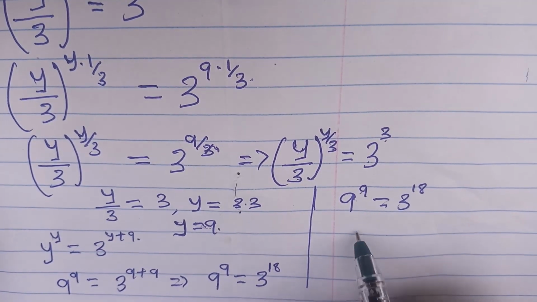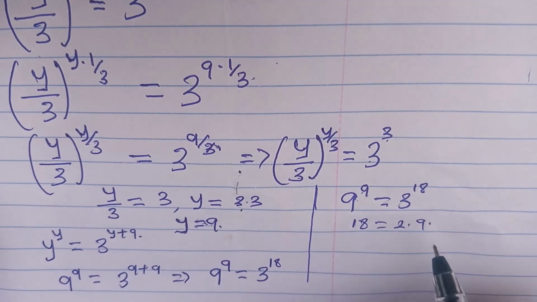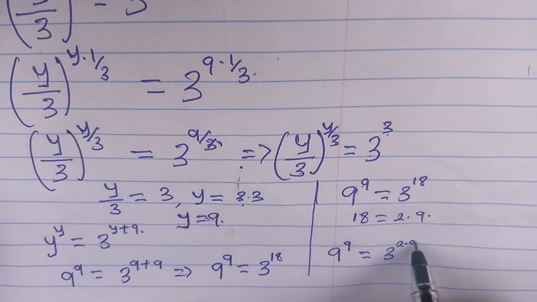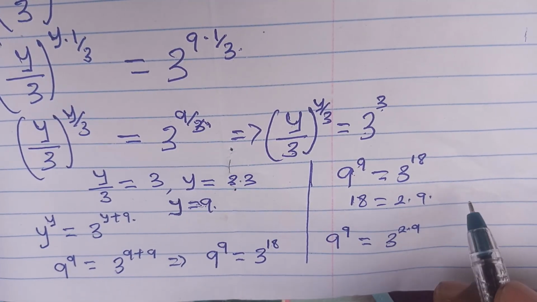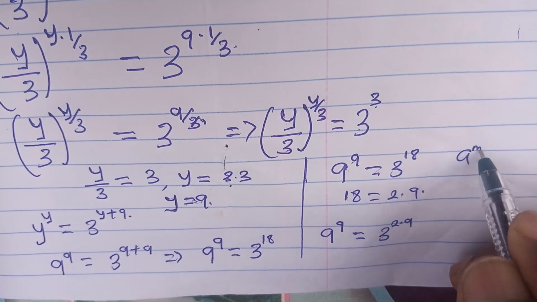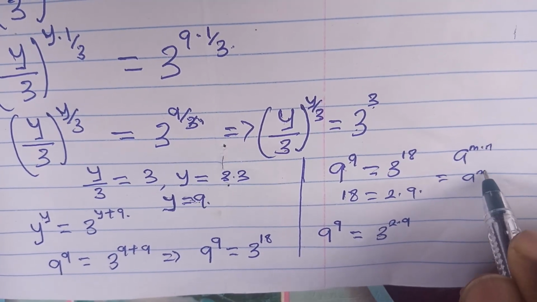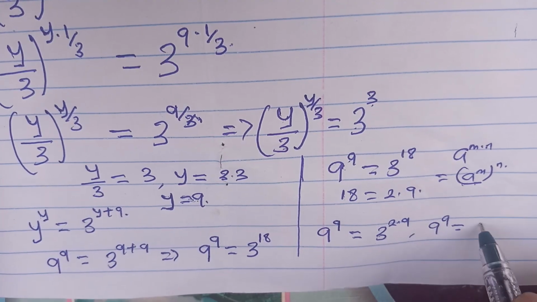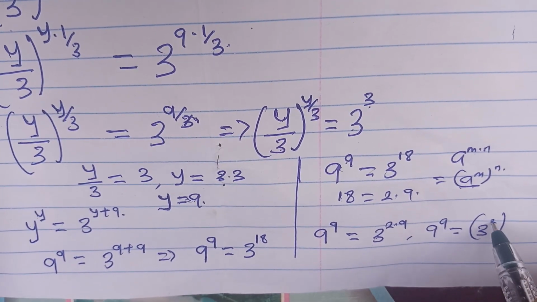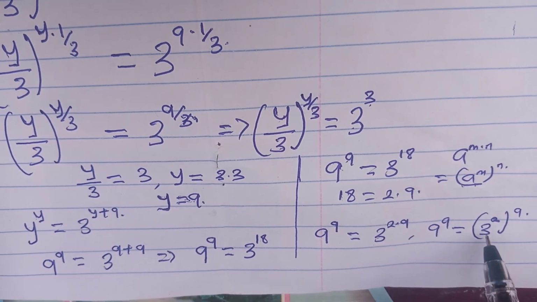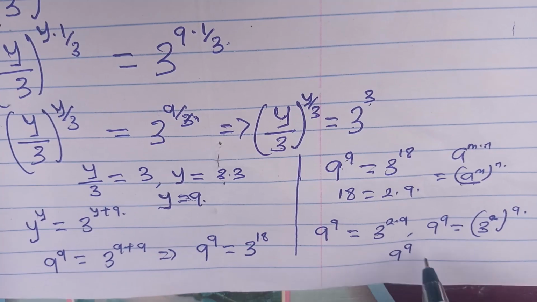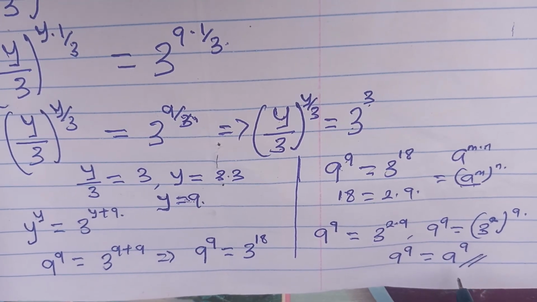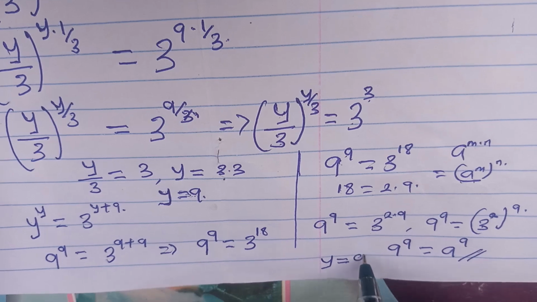We can write 18 as 2 times 9. So 9 to the power of 9 equals 3 to the power of 2 times 9. Because a to the power of m times n equals a to the power of m all to n, we have 9 to the power of 9 equals 3 to the power of 2, all to the power of 9. And 3 to the power of 2 gives us 9, so we have 9 to the power of 9 on both sides. So the value of y in this challenge is correct. Recall our y is equal to 9.